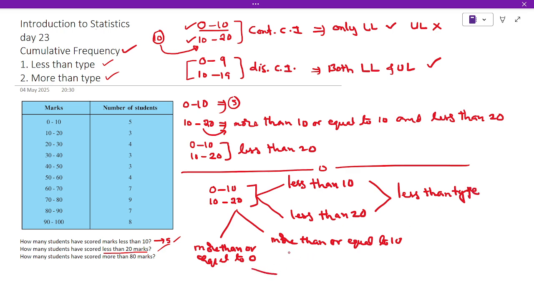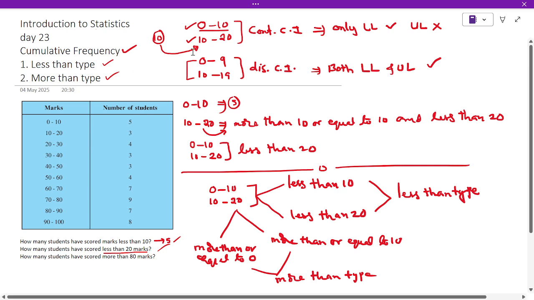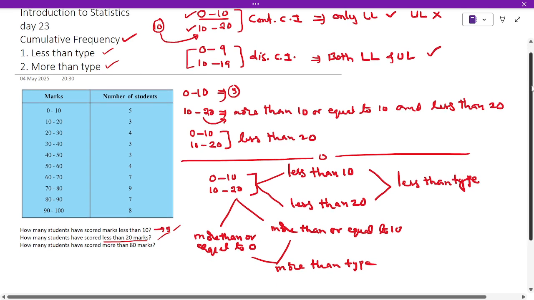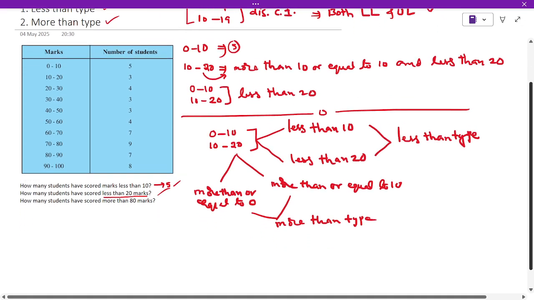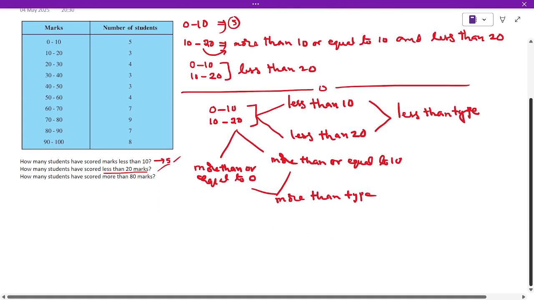Okay, so here we are using more than, so therefore it is more than type cumulative frequency. So that's how these names came, less than type and more than type cumulative frequency. Okay, so let me show you clearly how we can find both less than type cumulative frequency as well as more than type cumulative frequency.